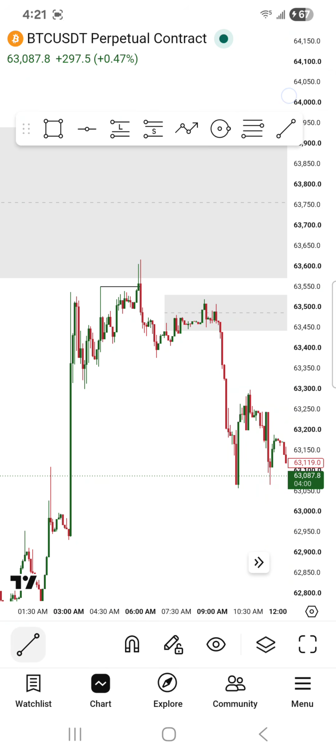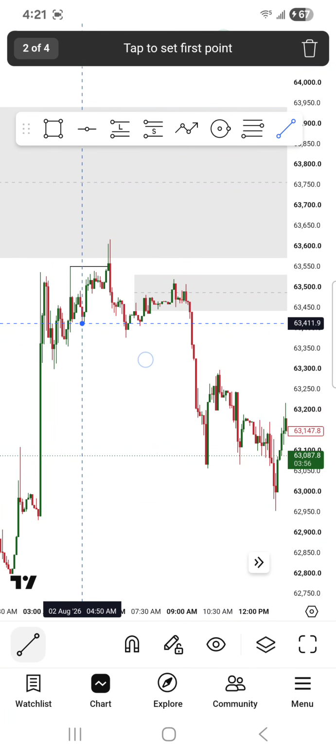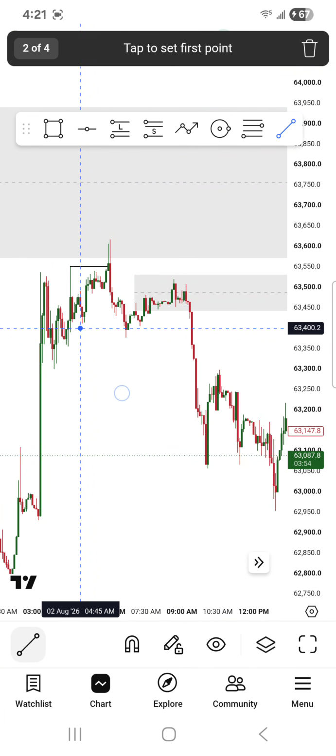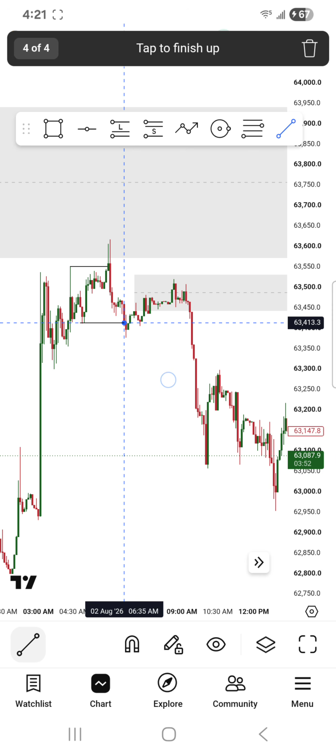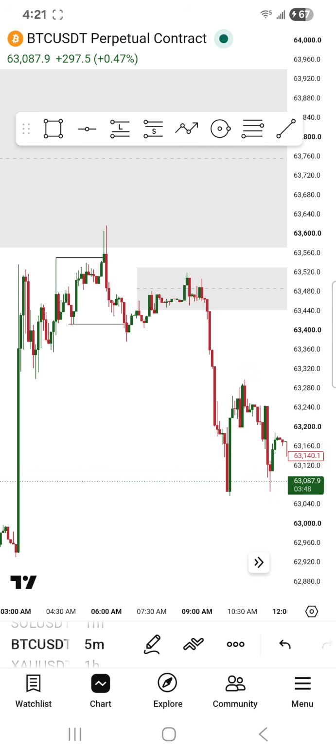Let me delete this guy. Then after this break of structure, we'll have a market structure shift. All right, that is what we call a change of character. Some persons call it change in state of delivery. Whatever you call it is not my problem.